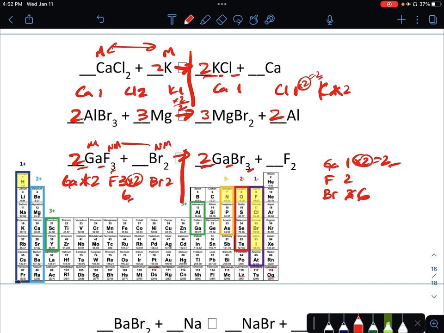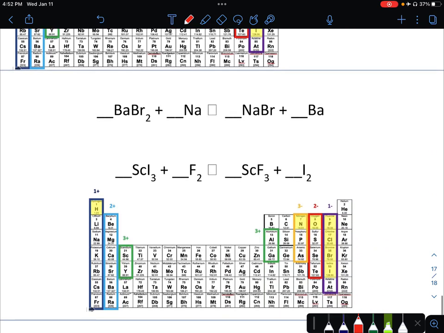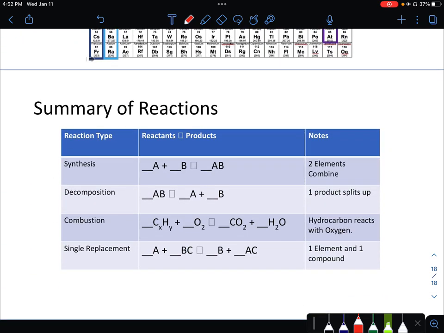Oh, look at that. So F, I got 6 on the left, but I got 2 on the right. Multiply that by 3 gives me the 6. I'm going to put that 3 there. 3 times 2 gives me my 6. My Br's are messy, times 3, because I want to have 6. Put a 3 there. 3 times 2 gives me 6. Folks, we are balanced. I think you've done enough balancing stuff, so we're good.